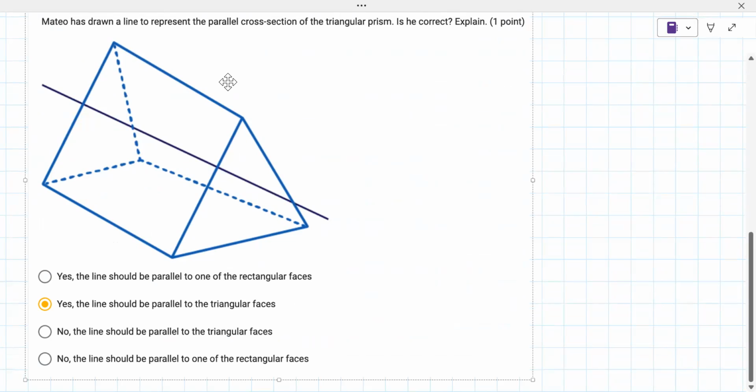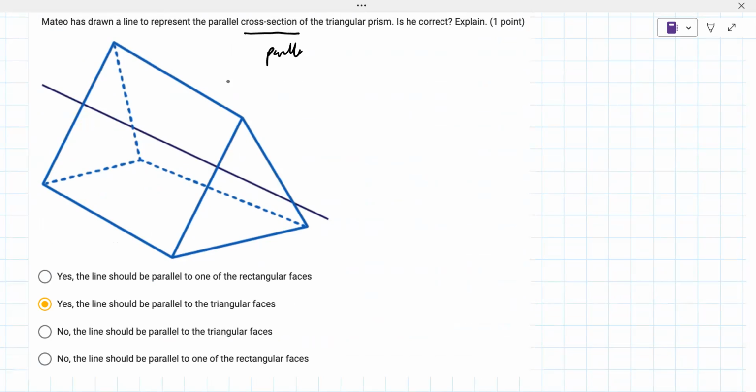So Mateo has drawn a line to represent the parallel cross section of the triangular prism. Is he correct? So the thing is, the cross sections have to be parallel to the base. Parallel to the base. Okay, do you have any idea what I mean by that?